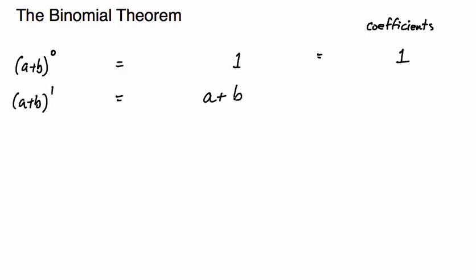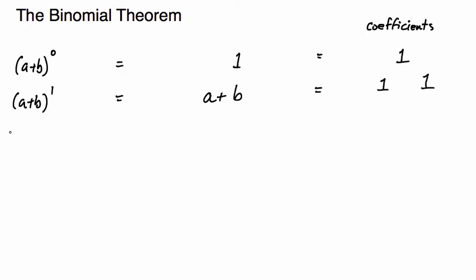So if you have a plus b and you raise it to the power of 0, that would just equal 1. And if we just looked at the coefficients, well, the coefficient of 1 is kind of boring. It's just basically 1. If I take a plus b and raise it to the power of 1, then I end up with a plus b. And now my coefficients are a little bit more exciting.